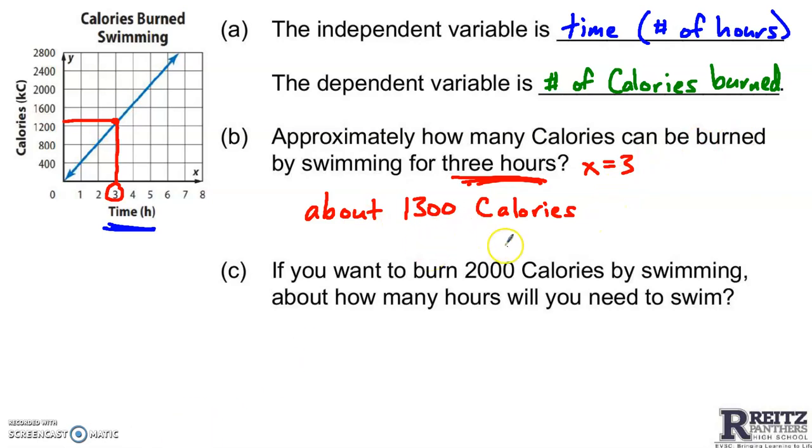Part C says if you want to burn 2,000 calories by swimming, about how many hours will you need to swim? So let me find 2,000 calories on the y-axis right here. And let's go take a look at which x value that would be. Right about there. So how many hours is that? Well, it's more than 4. It's less than 5. What do you say? Maybe about 4.5 hours? We'd take that answer.